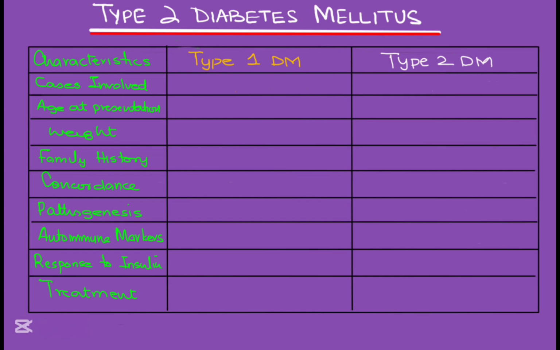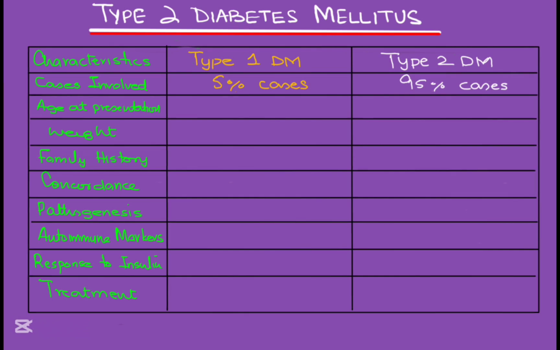Let's start with the proportion of cases involved. This is a big one. Type 1 diabetes makes up only about 5% of all diabetes cases, whereas type 2 diabetes accounts for a whopping 95%. That means that for every one person with type 1 diabetes, there are 19 others dealing with type 2 diabetes. That's a huge public health burden.